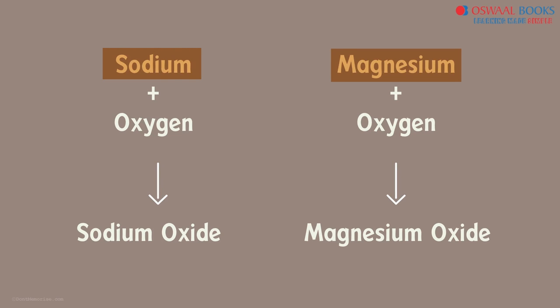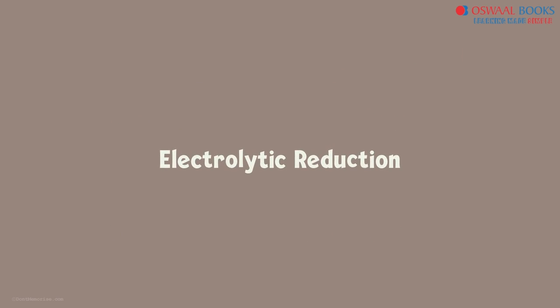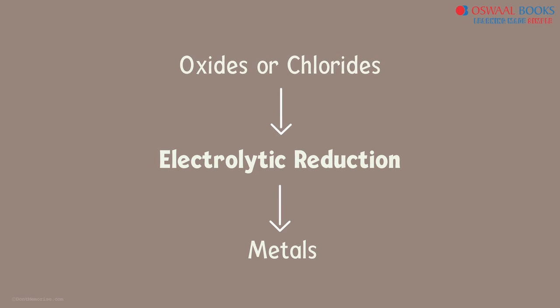Then how are these metals obtained? We use the process of electrolytic reduction. I've used the word reduction here. What exactly will be reduced? The metals are obtained by electrolytic reduction of their molten oxides or chlorides.